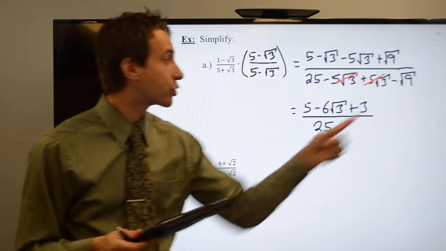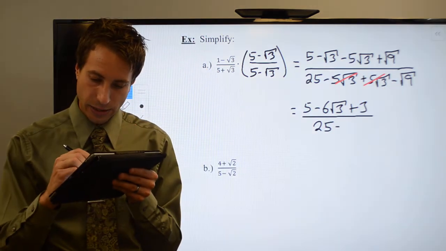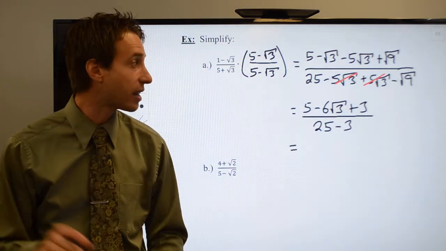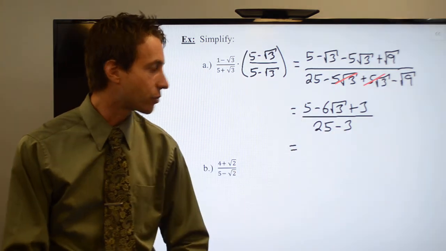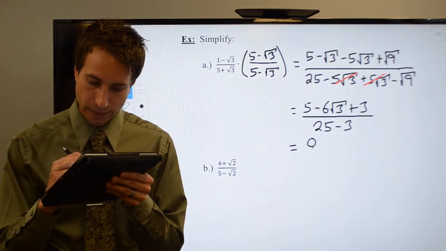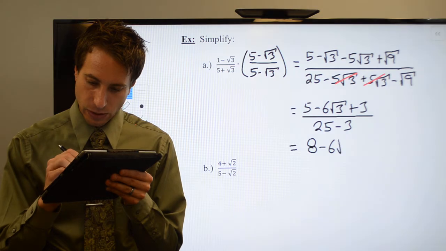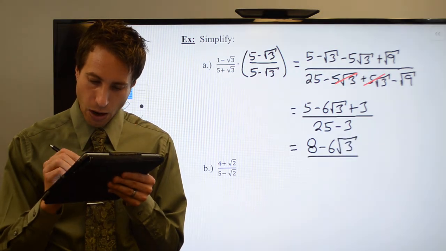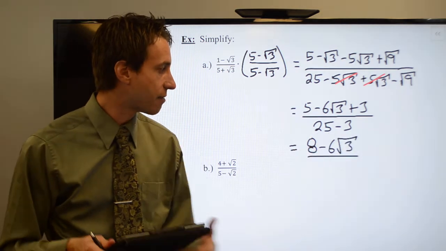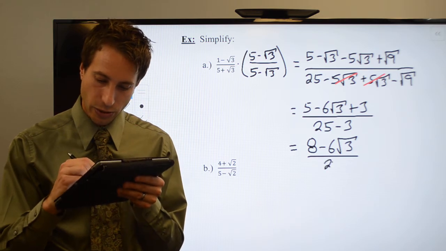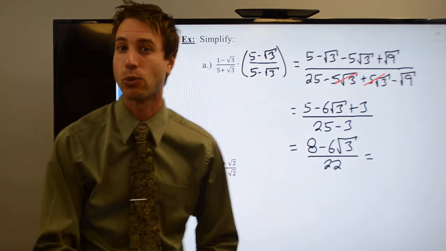25. And the square root of 9 is a 3. So minus 3. And I think we're going to get it in one last step. 5 plus 3 is going to be 8 minus 6 square roots of 3 all over 25 minus 3 is going to be a 22. Oh, hold up. Nope, I didn't get it in one last step.